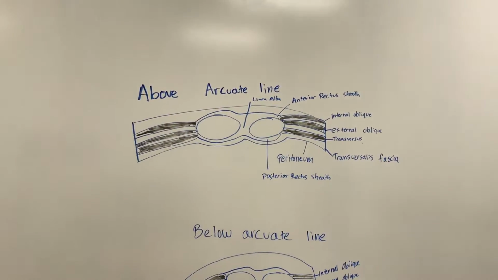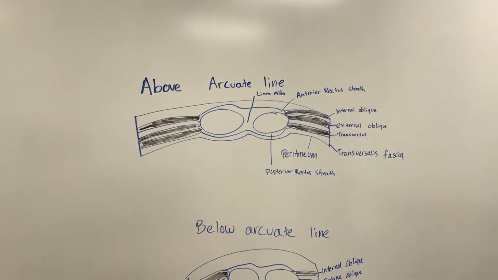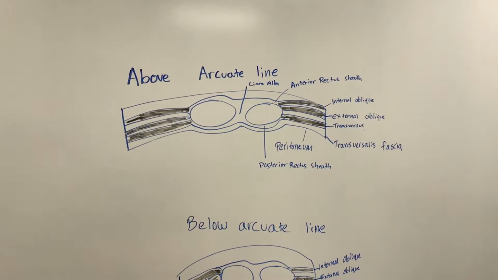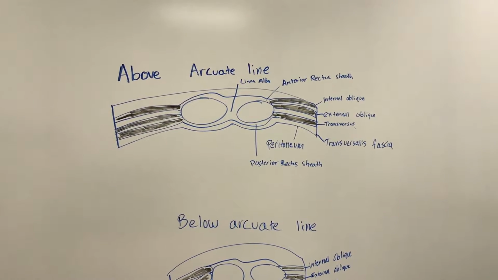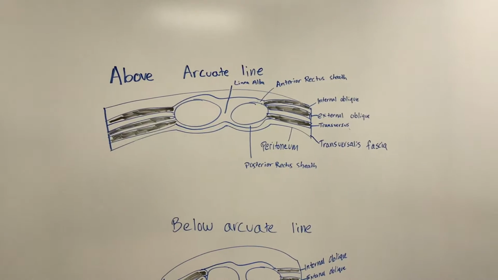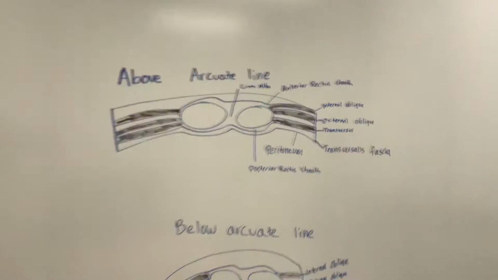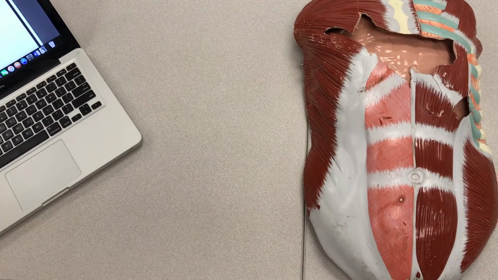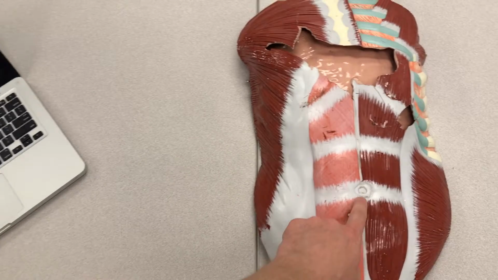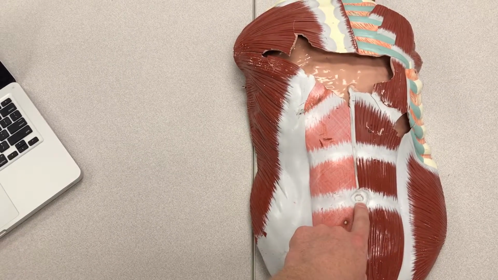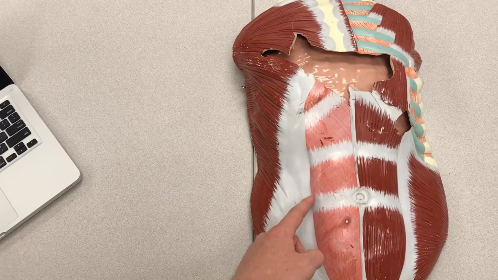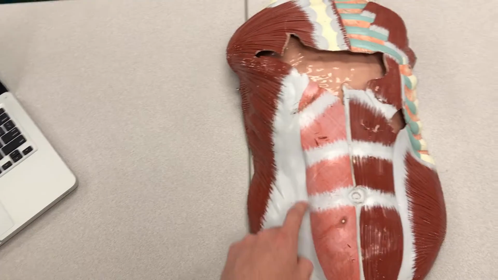right here. It's going to be above the arcuate line, the anterior rectus sheath and the posterior rectus sheath. We can also see the transversalis fascia, which is just superficial to the peritoneum. Coming back to the model, we have our umbilical ring right here and the linea semilunaris right here.